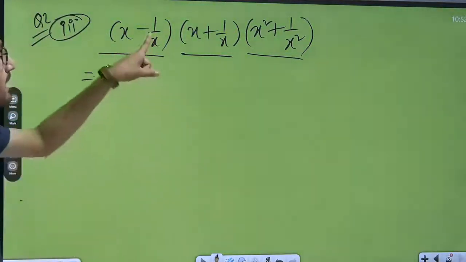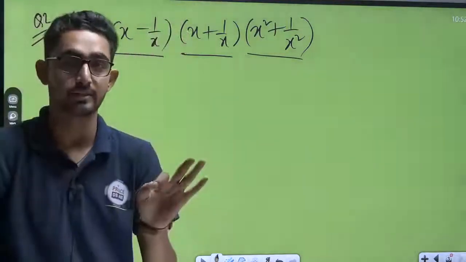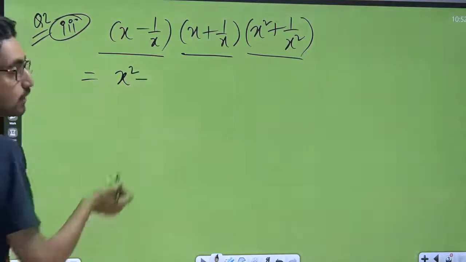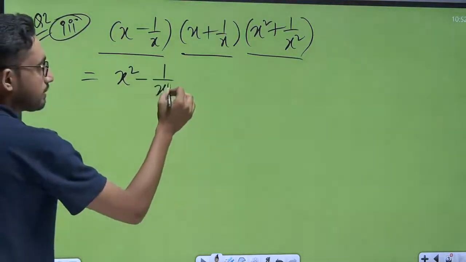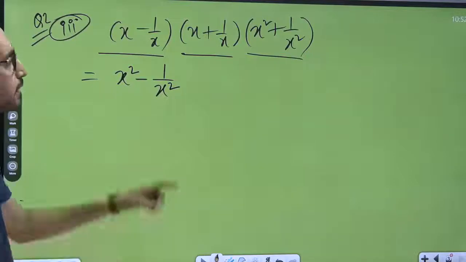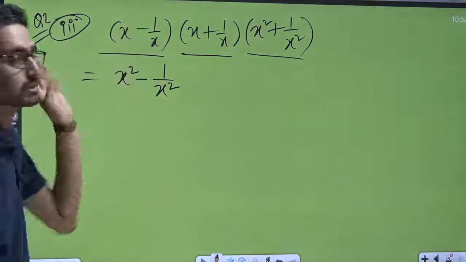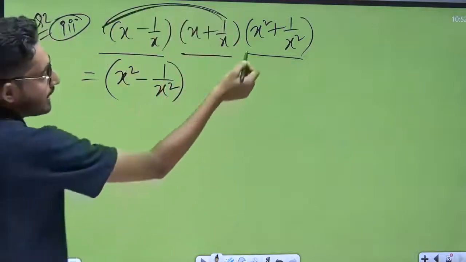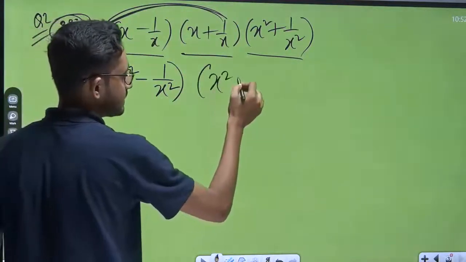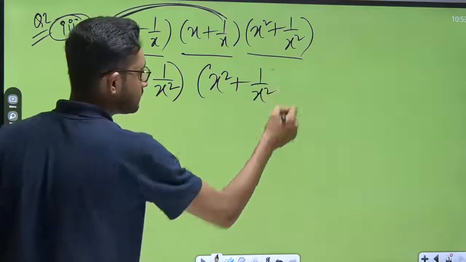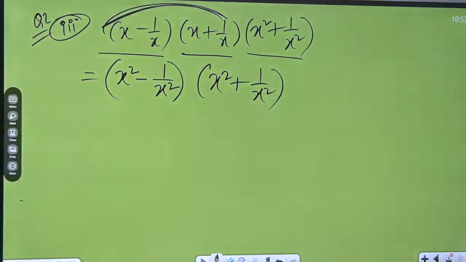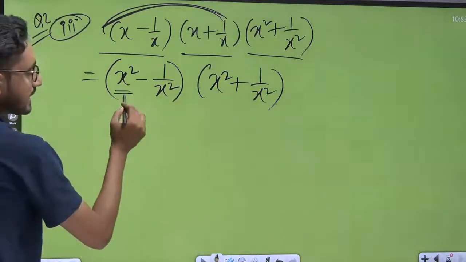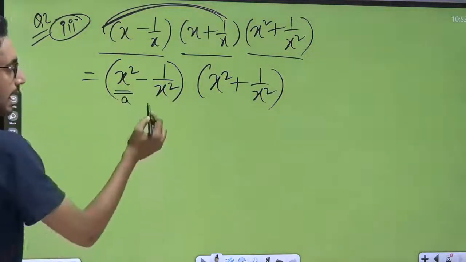But actually I am confirming this thing to you again and again, in each and every question your A and B values are different. Similarly here, A is considered as X and B is considered as 1 upon X. So we can say X square minus 1 upon X square, because the formula, again I am telling you, is A square minus B square. So these two parts are completed. Now the remaining part I have to write down as it is.